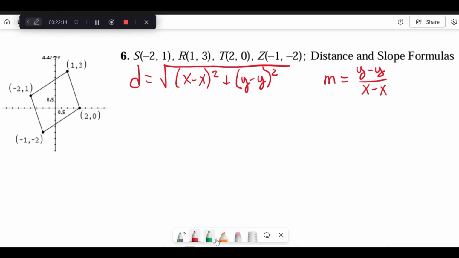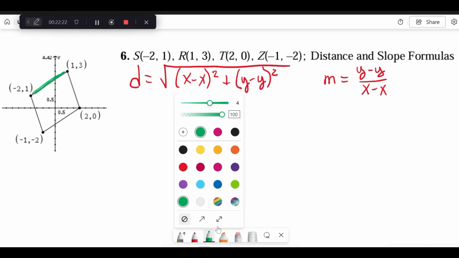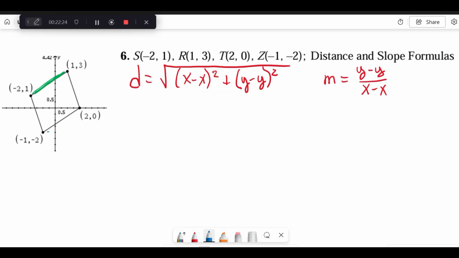And so I'm going to pick two sides to do this to. I think I'll pick this side right here. And then I think I will pick this side right over here. So I got two different sides I'm going to do. So let me go back. I'll start with this blue side right here. This is -1, -2, and 2, 0.